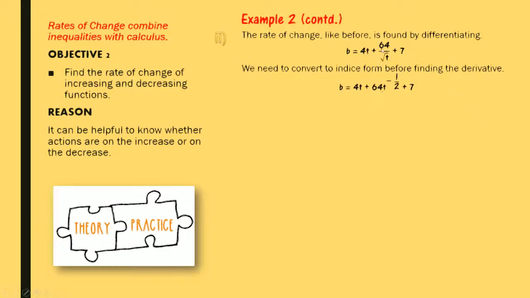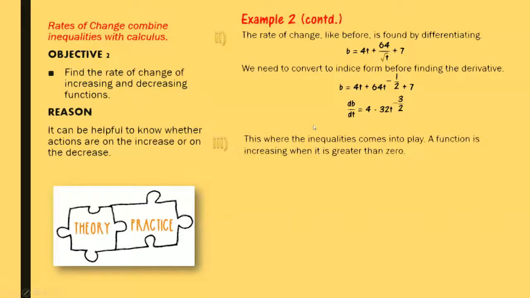So if I change the 1 over root t to be t to the minus a half, and then differentiate, I'll get 4 times the t becomes 4. The minus a half times 64 gives me minus 32. Take 1 away from minus a half gives me minus 3 over 2, and plus 7 disappears. My differentiated, the rate of change of bacteria over time, is 4 minus 32 t to the power of minus 3 over 2. That's 3 marks right there.